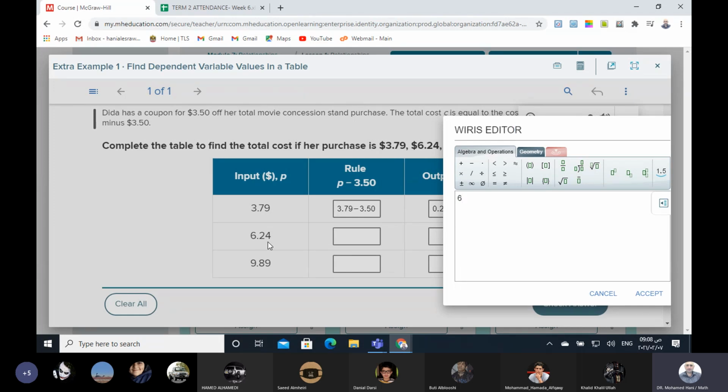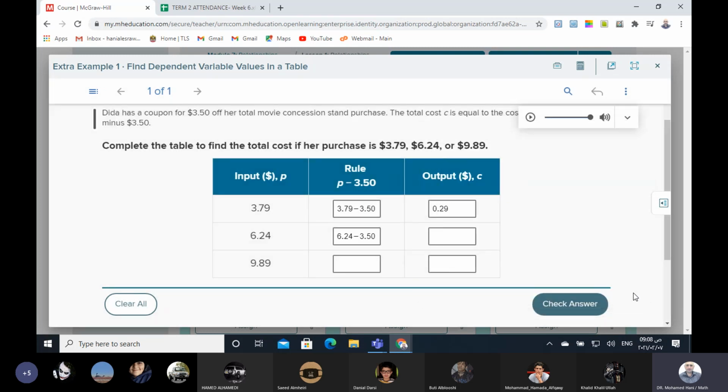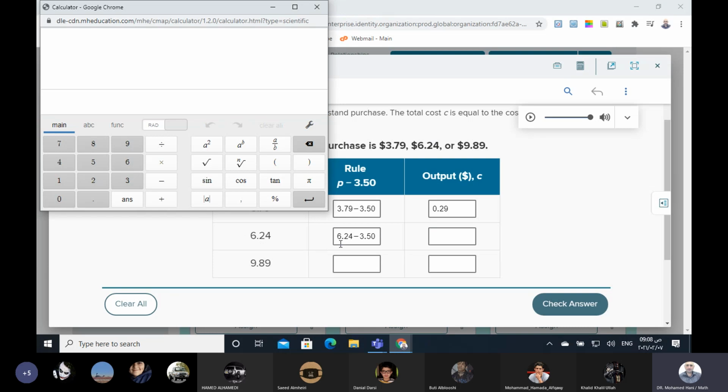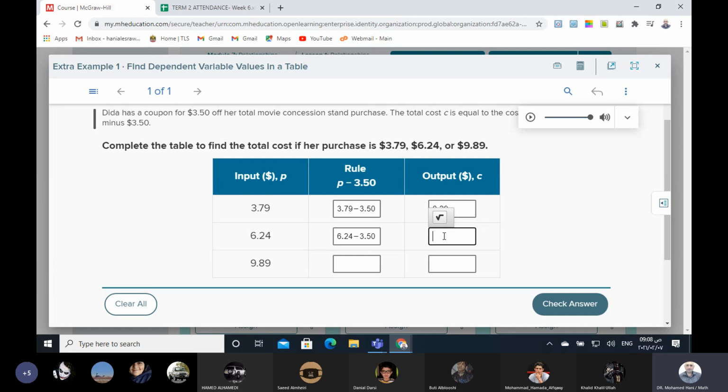So here you have 6.24 minus 3.50. This is the rule. Now find the answer to get the output. We have 6.24 minus 3.50. The answer will be 2.74.